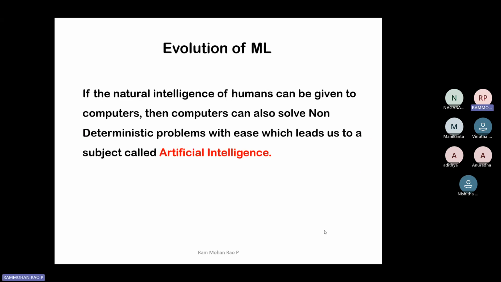Now let me define an important word called artificial intelligence. Since we have observed that non-deterministic problems can be easily solved by humans by applying natural intelligence, then there is a point. Can we give this natural intelligence to machines? The natural intelligence which we have, whatever we call common sense, can I give this natural intelligence to computers so that computers can also think like humans? The moment we try to impart or give this natural intelligence to machines, it is called artificial intelligence, right? Is it clear, friends? Till this point, is it clear?